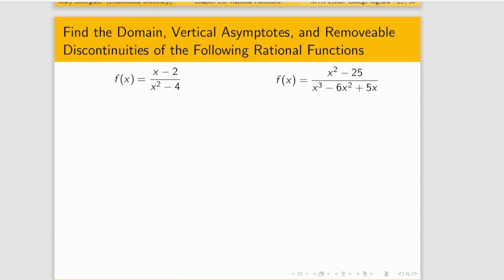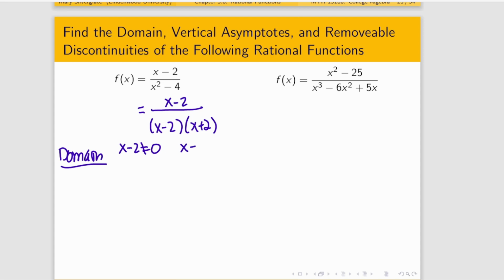So for this first equation, it's almost all factored out for us, but not quite. So the numerator is still x minus 2. For the denominator, we're asking ourselves what multiplies to negative 4 and adds to 0. So that would be x minus 2 times x plus 2. Then I want to ask myself, okay, for domain, I can actually pause and go ahead and do all of that now. Because for domain, x minus 2 cannot be 0, and x plus 2 cannot be 0. So x cannot be positive 2, and x cannot be negative 2.